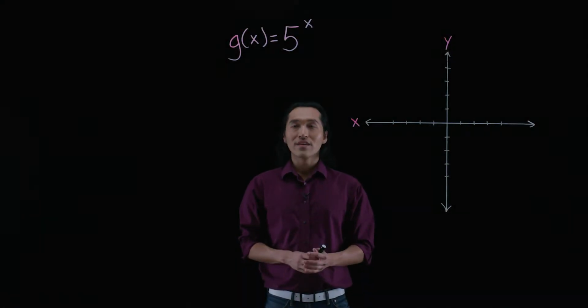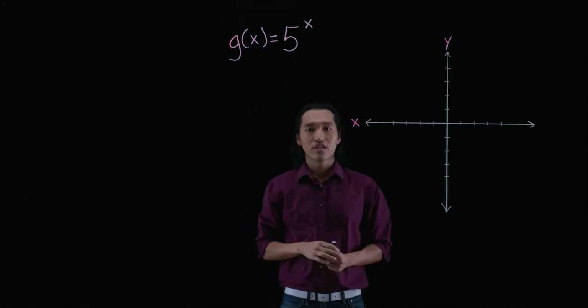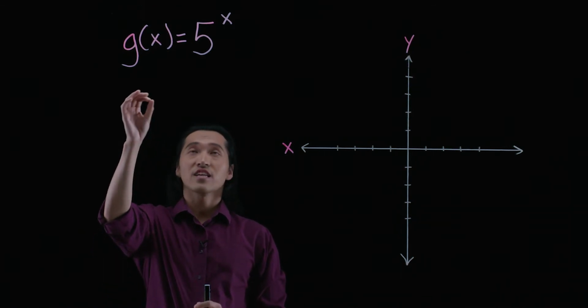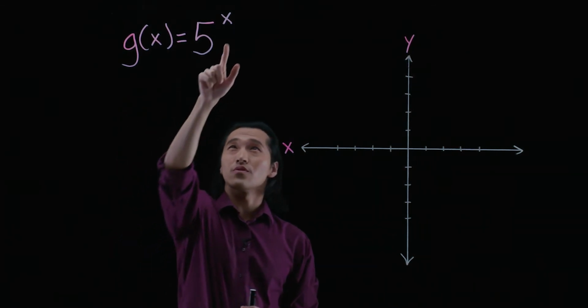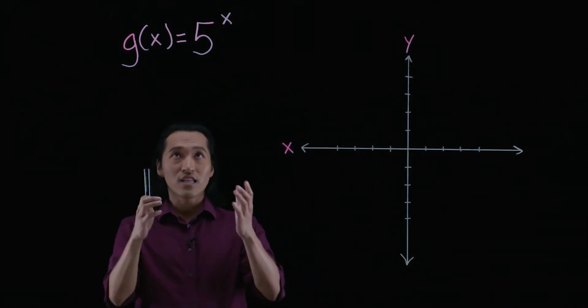So for this problem, we're given the function g of x is equal to 5 to the power of x. Looking at it right off the bat, we can tell that this is what we call an exponential function because we have the variable x in the exponent. So let's graph this by hand.